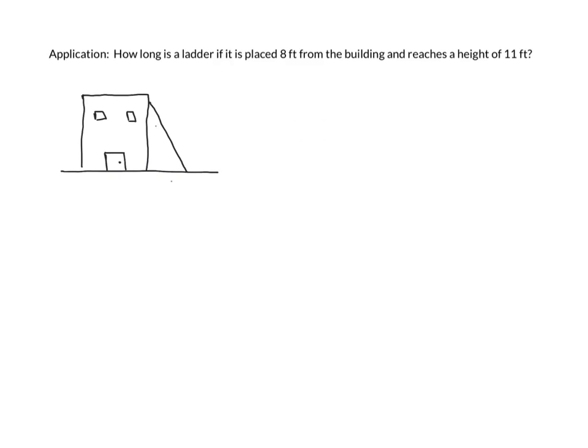Okay, one more. We want to know how long is a ladder if it is placed 8 feet from the building and reaches a height of 11 feet. So 8 feet from the building is going to be my distance on the bottom. It reaches a height of 11 feet. We want to know how long is the ladder. That's going to be my hypotenuse. That's going to be my C value.